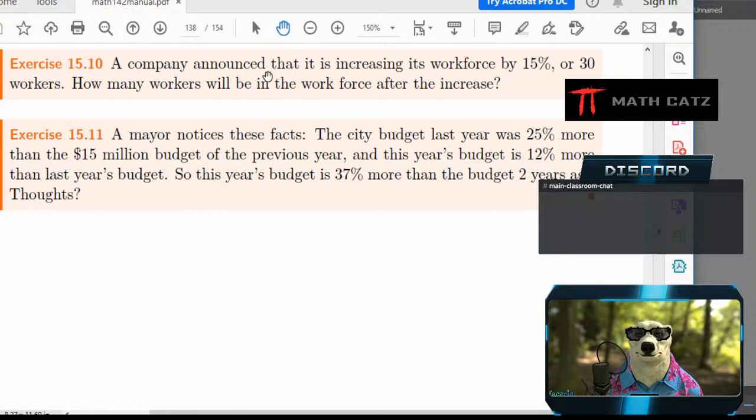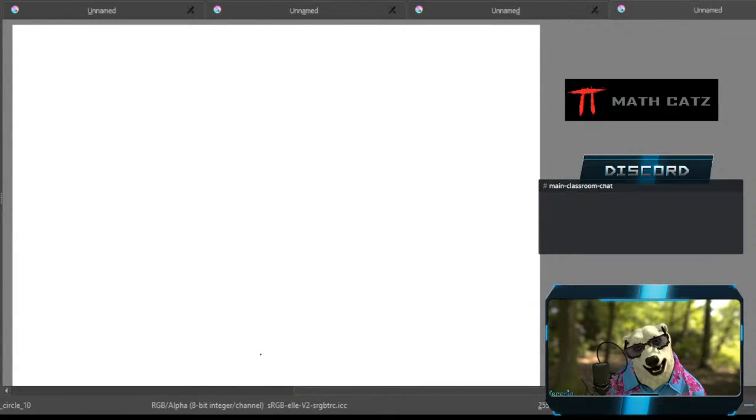A company announced that it is increasing its workforce by 15%, which is 30 workers. How many workers will be in the workforce after the increase? All right. Now, this one, let's see. I will number it. Exercise 15, 10.